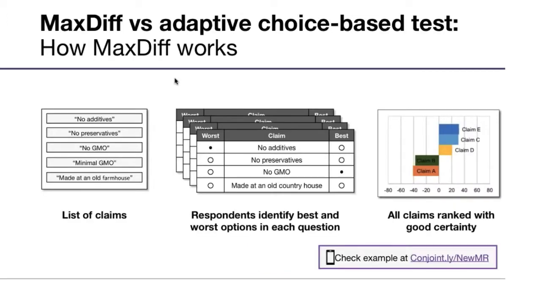MaxDiff is about taking a bunch of claims and then putting them in front of respondents to rate in terms of what's the best one, what's the worst one. And then what you get in the end is a ranking of claims in terms of which ones come up mostly as best, which ones come up mostly as worst.